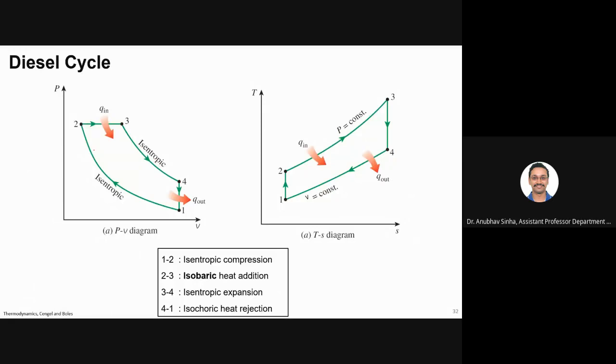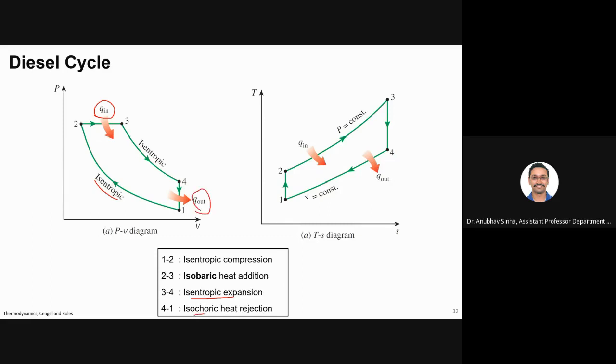Moving on, this is how a diesel cycle looks. The first step is process 1 to 2, isentropic compression, where you reduce volume from V1 to V2. Then this is the difference: in the petrol cycle you have constant volume heat addition, and here you have constant pressure heat addition, Q in. Then you have isentropic expansion from 3 to 4, and the last step is isochoric heat rejection. So heat rejection is the same.